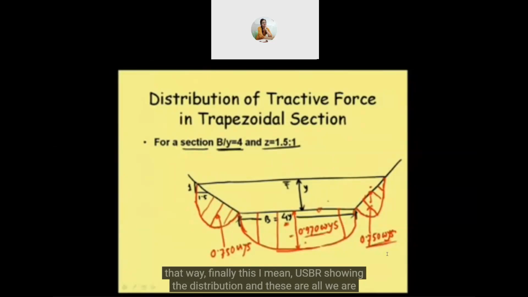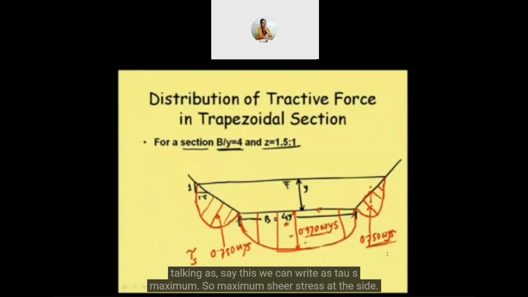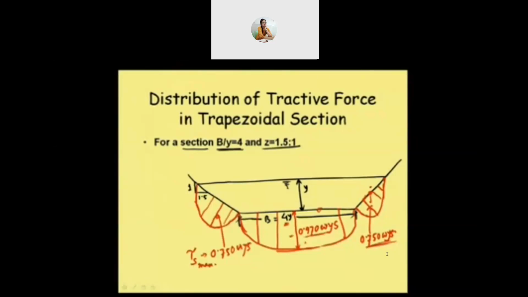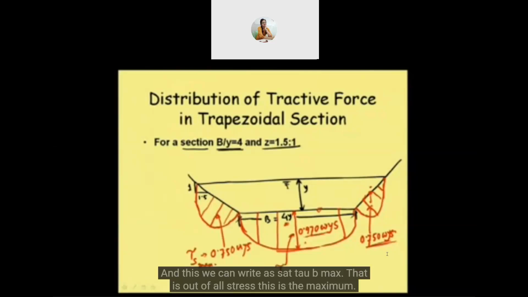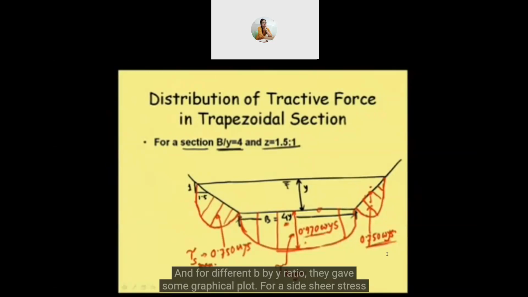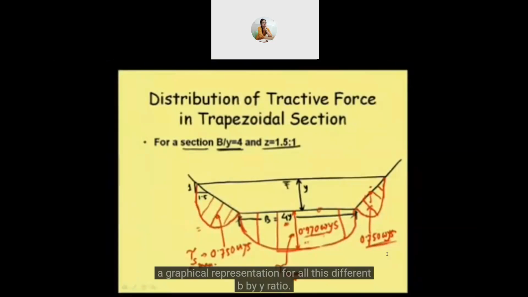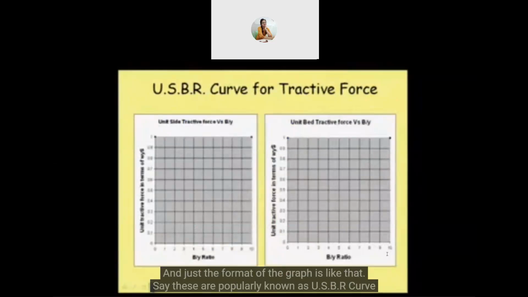So finally, the USBR, here I am just showing the distribution, and this we can write as tau S max, the maximum shear stress at the side, and this we can write as tau B max. That means out of all the stress on the bed, it is the maximum. And then for different B by Y ratio, they gave some graphical plots for the side shear stress and for the bed shear stress, for all these different B by Y ratios. The format of the graph is like that. These are popularly known as USBR curves for tractive force analysis.